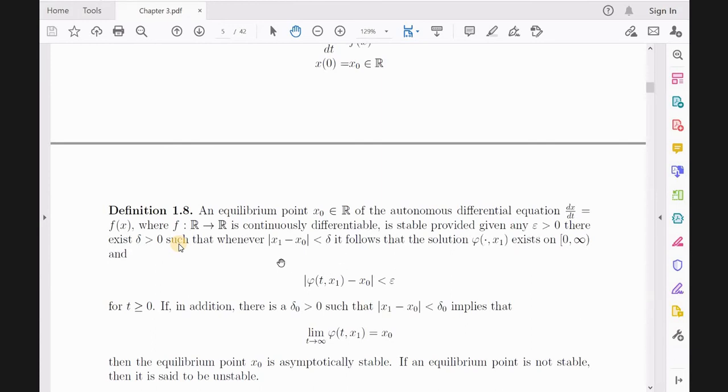If for every epsilon greater than 0 there is a delta such that whenever the absolute value of x1 minus x naught is less than delta, then the solution of that initial value problem exists on 0 to infinity, and the distance of the solution from x naught stays less than epsilon for every t greater than or equal to 0. Then we say this equilibrium solution is stable.